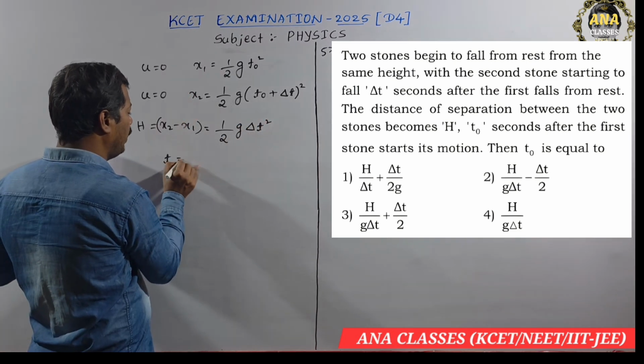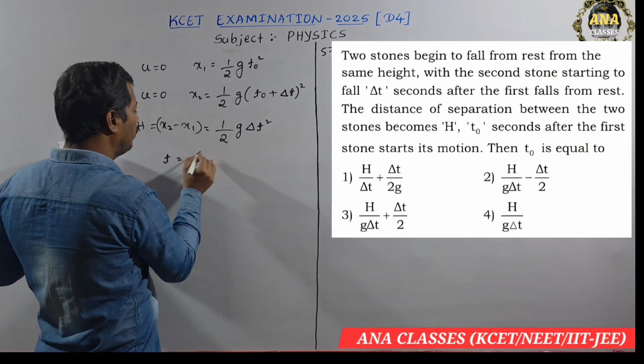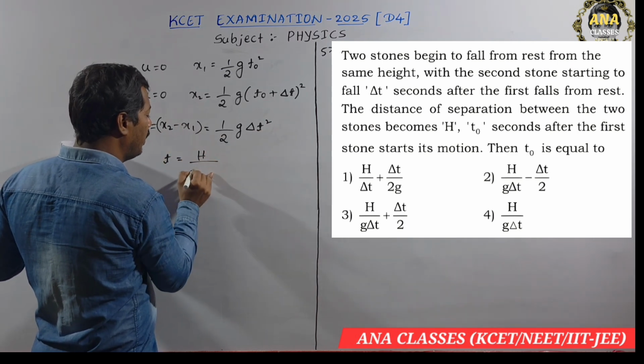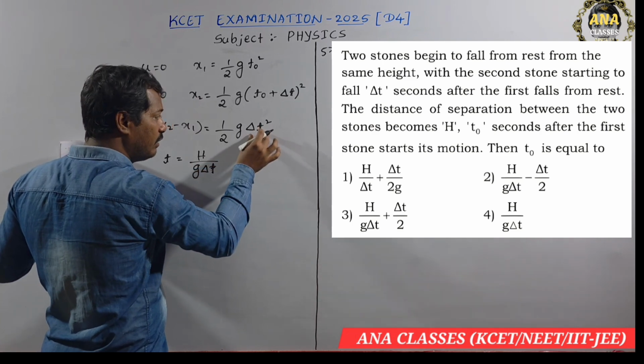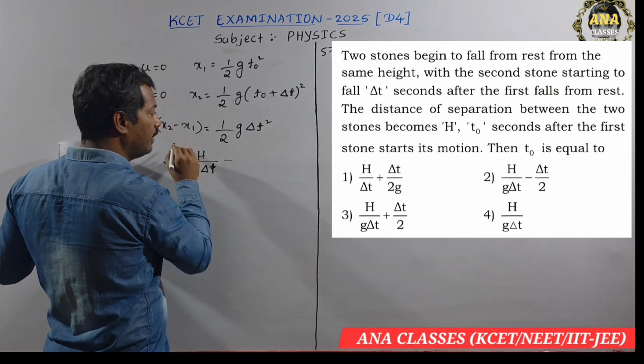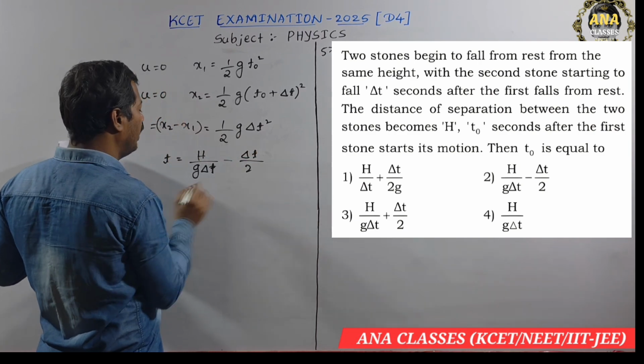We want the value of t here. So take the h to this side, so that t remains. The value is h divided by g into delta t. One t is here and one delta t square is here, minus this, brought to this side, what remains is delta t square divided by 2, delta t divided by 2.